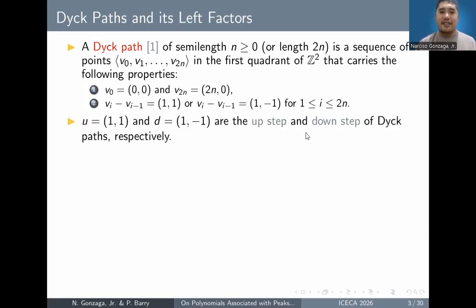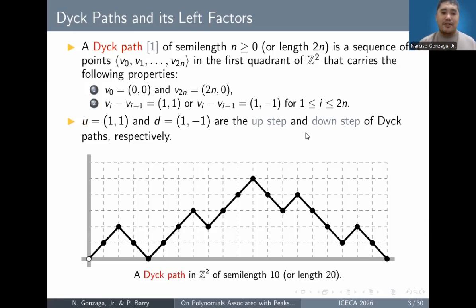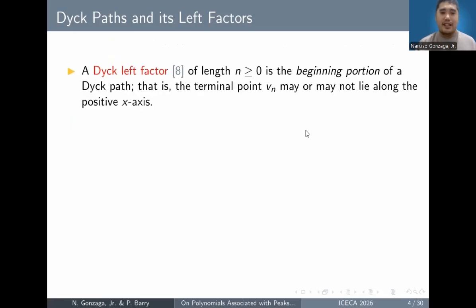In a Dyck path, there are two steps. We have the up step and the down step. So for example, we have a Dyck path here of semi-length 10 or length 20. A Dyck left factor, meanwhile, of length n is the beginning portion of a Dyck path, or sometimes referred to as the incomplete version of a Dyck path. That is, the terminal point may or may not lie along the positive x-axis.